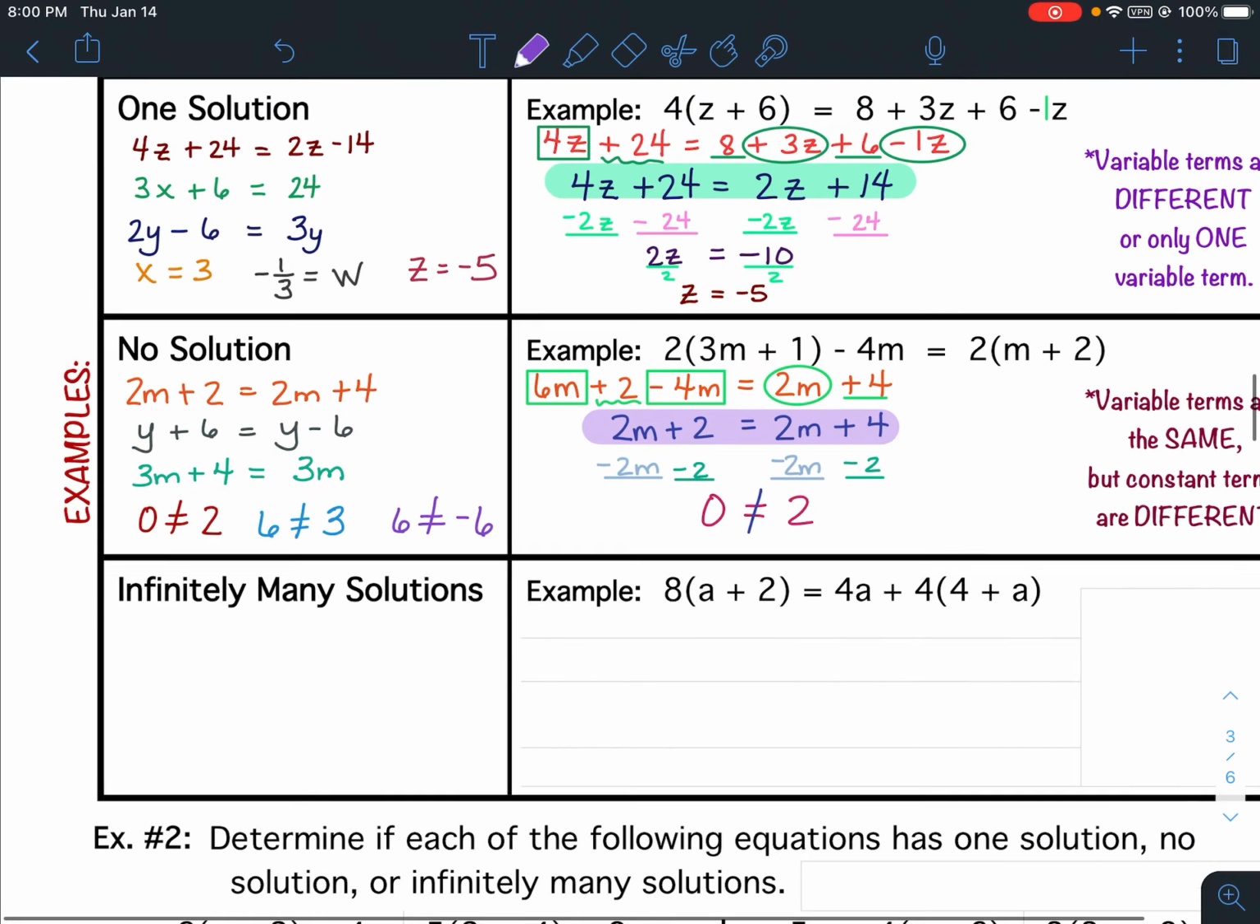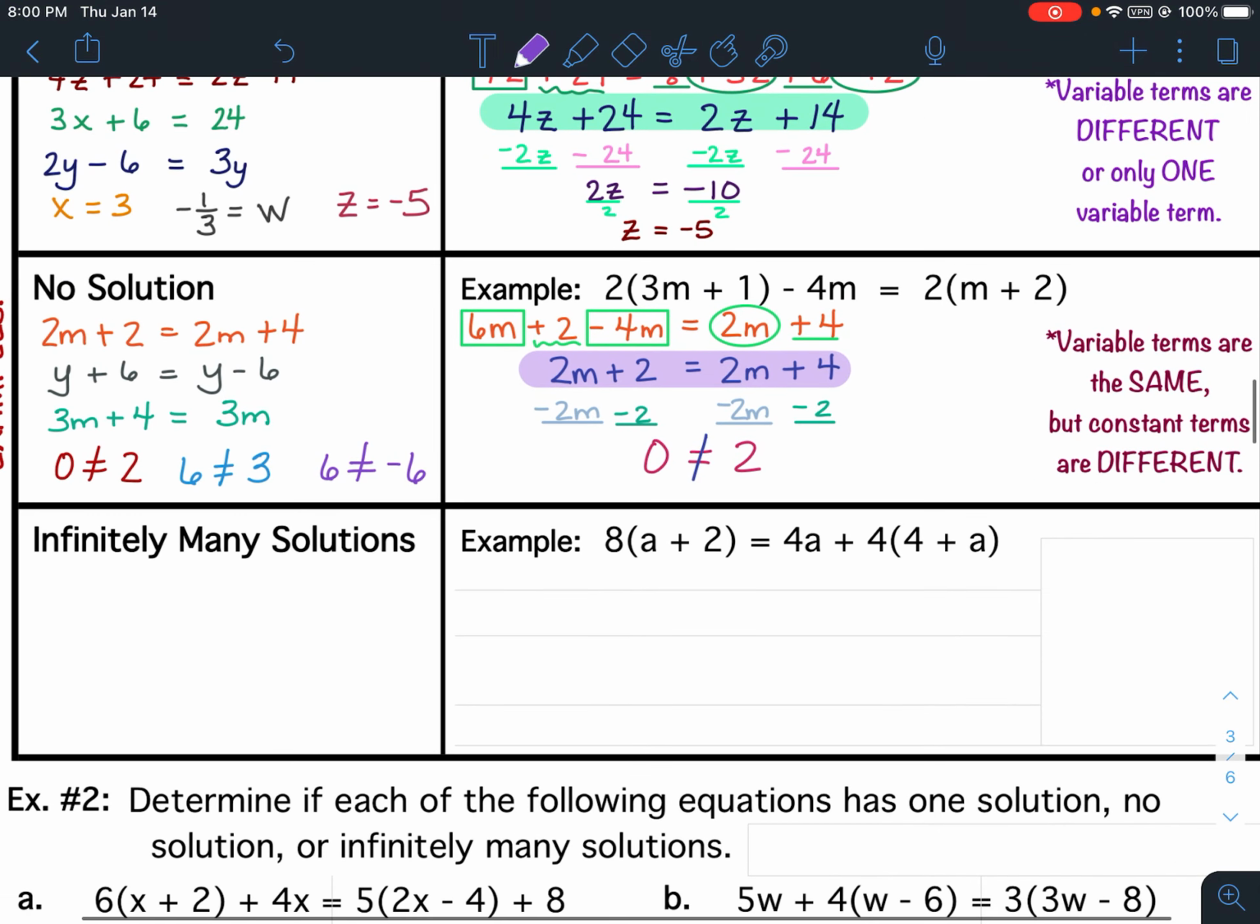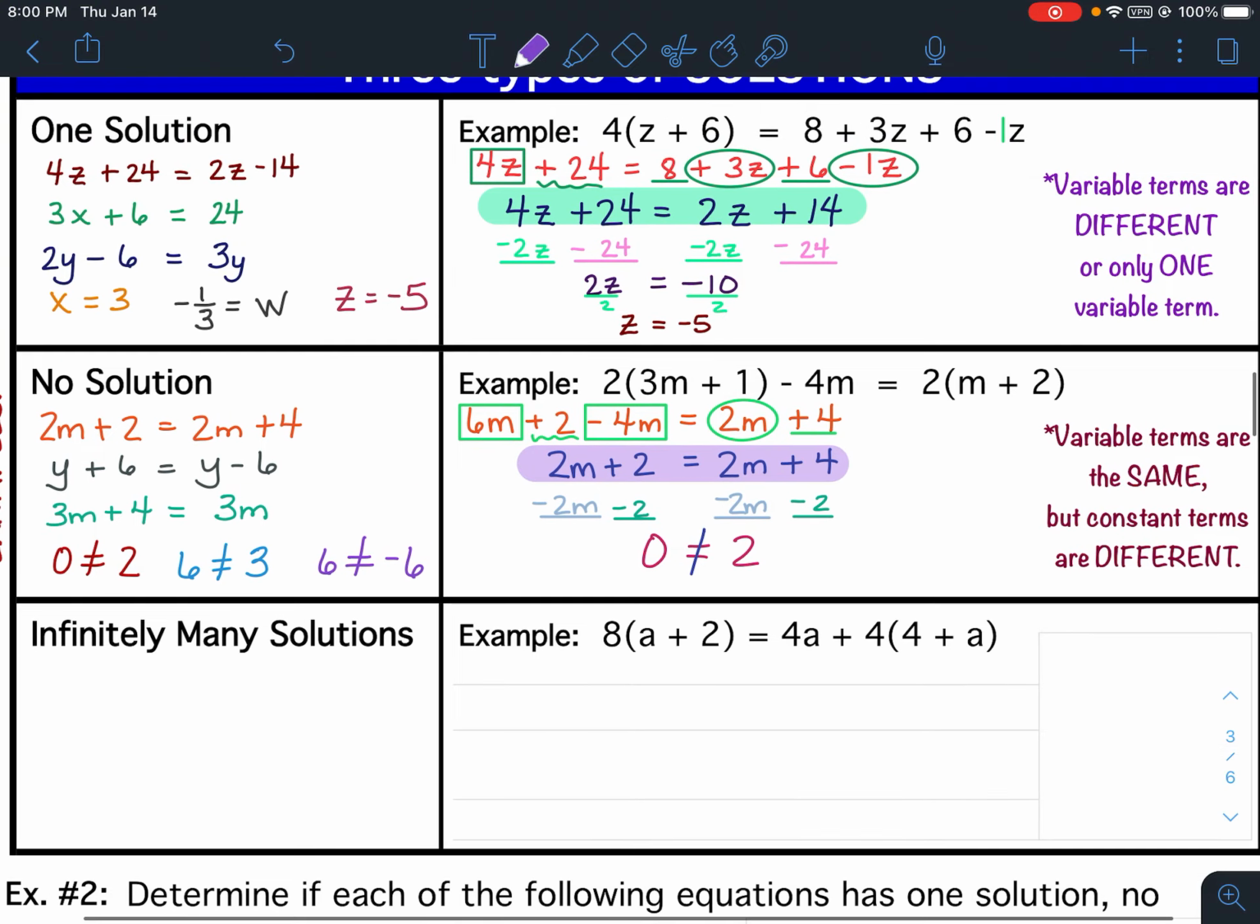So once again, if it is a no solution problem, your variable terms will be the same, but your constant terms will be different. In a one solution problem, the variable terms are different. So up here, variable terms are different, automatically one solution. Variable terms are the same, but constants are different, no solution.